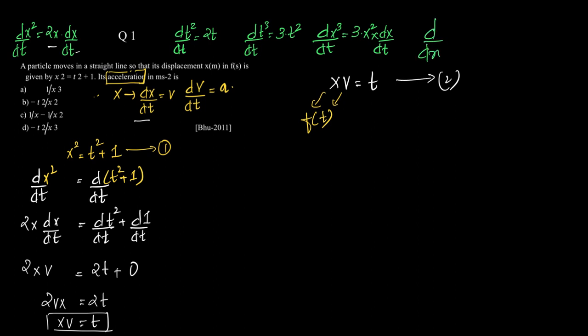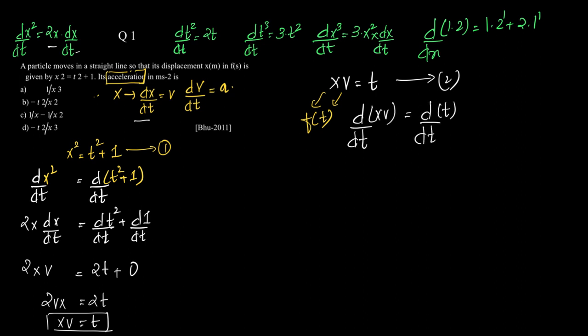Very basic. So d by dt of, now let me put this as simple as possible: one function into another function is equal to first into derivative of the other function plus second into derivative of the first function. Simple. What is the first function here? x. What is the second function here? v. So if we differentiate this given equation, we get d by dt of x into v is equal to d by dt of t.